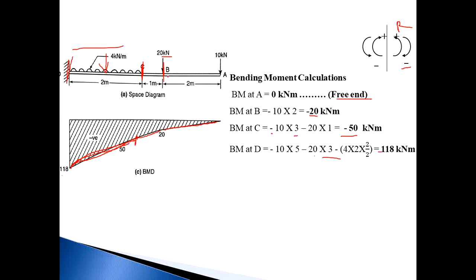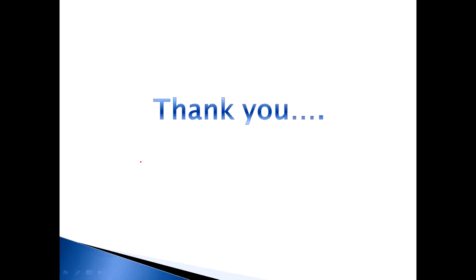Means A to B an inclined straight line, B to C an inclined straight line, and C to D a parabolic curve. And all values are negative. So your BM diagram is totally negative. This is the final BMD of this particular beam. Thank you.